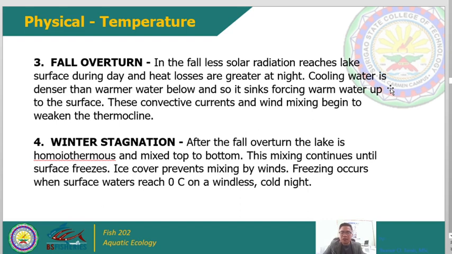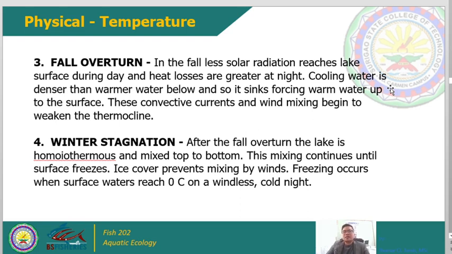So another one is the winter stagnation. After the fall turnover, the lake is homothermous and mixed up to the bottom. This mixing continues until the surface freezes. Ice cover prevents mixing by winds. Freezing occurs when the surface water reaches 0 degrees Celsius and it is windless and cold at night.